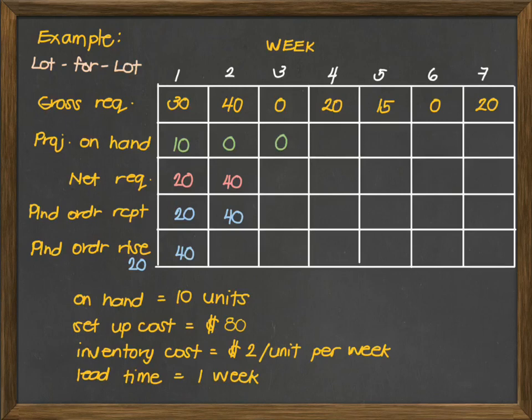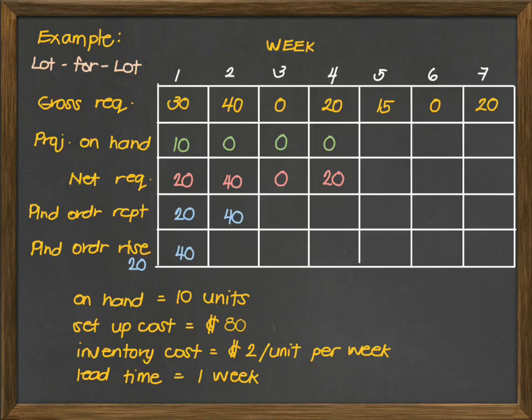Third week, we no longer have a gross requirement. So our projected on hand is still 0, and 0 still for our net requirement. Now, for week 4, again, we have no inventory. Therefore, we will need 20 units for our net requirement.